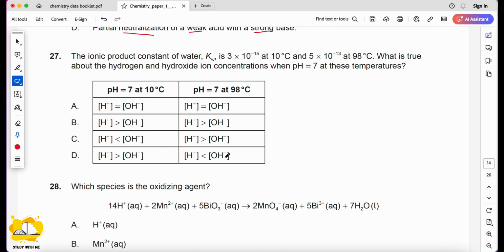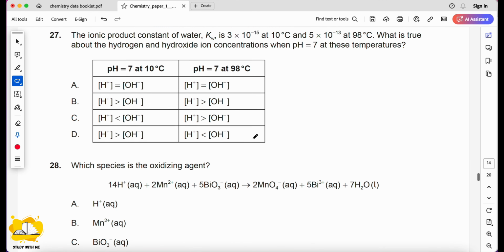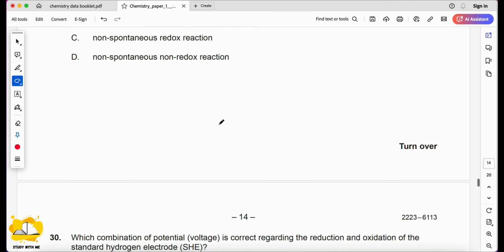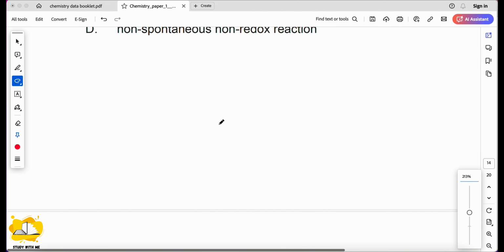Okay, so the ionic product constant of water is 3 times 10 to the power negative 15 at 10 degrees Celsius and 5 times 10 to the power negative 13 at 98 degrees Celsius. What is true about the hydrogen and hydroxide ion concentration when pH is 7? We will do a little bit of calculation here, so I need more space.